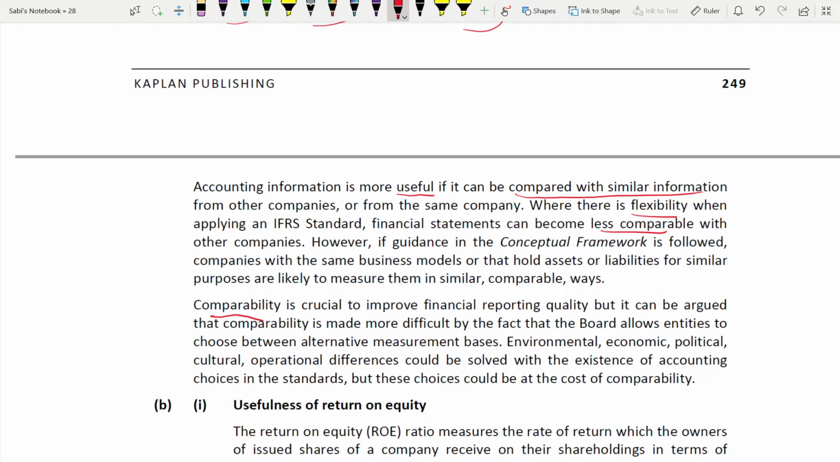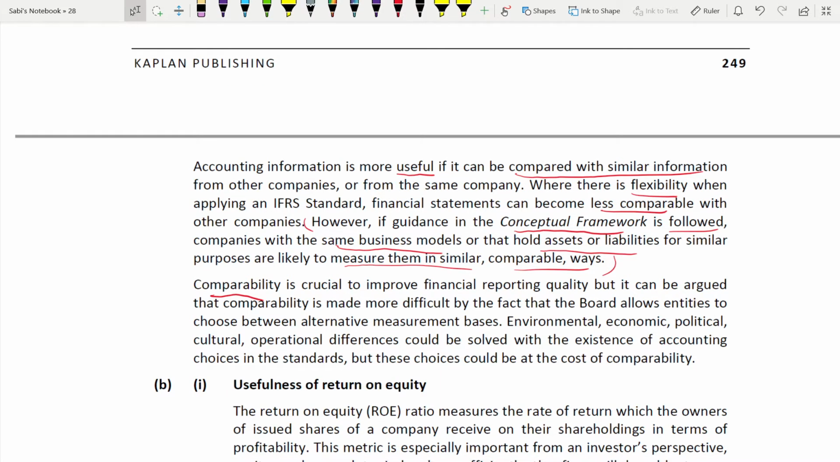Flexibility, no, he will choose something else, you will choose something else. However, if guidance in the conceptual framework is followed, companies with the same business model or that hold the assets or liabilities for similar purposes are likely to measure them in similar comparable ways. This is what you need to write in your answer, relating it to the conceptual framework. Okay, if they have the same business model, for similar purposes, they will be measured in a similar way. Hence, it will be easy to compare.